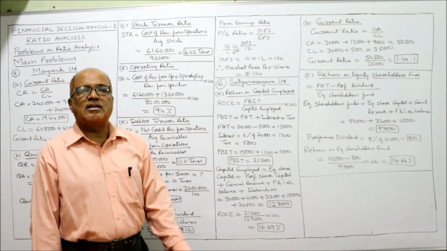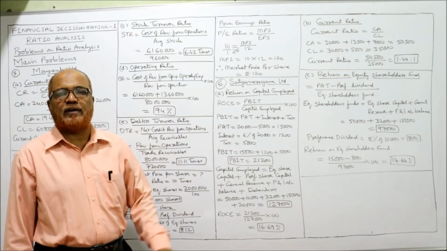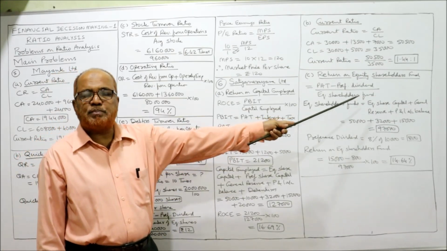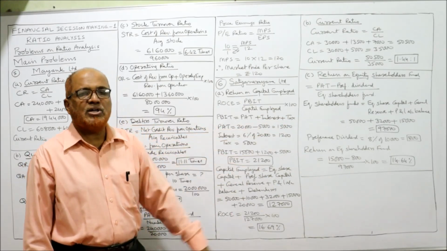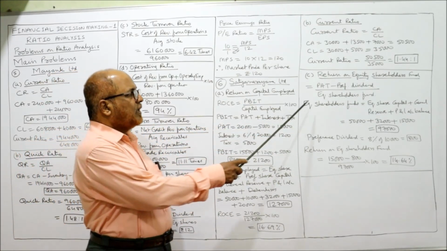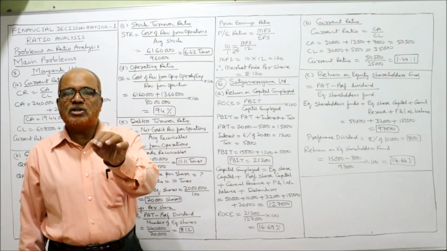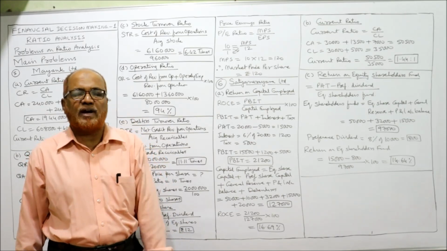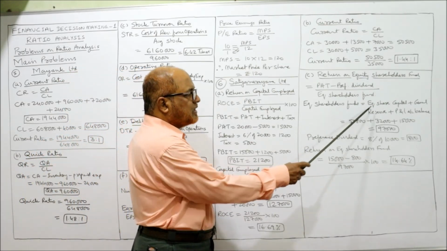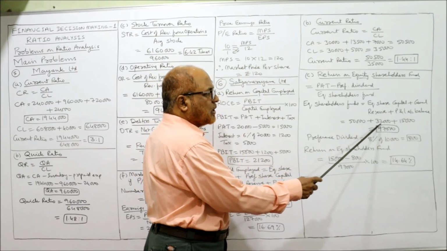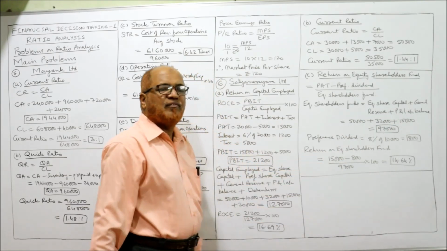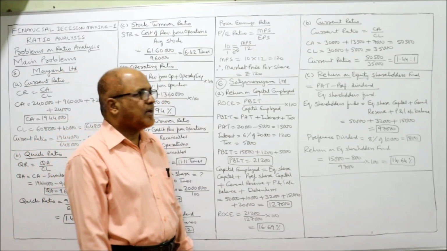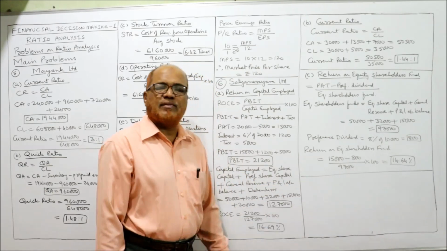The last ratio is return on equity shareholders' fund. So how to find out? The formula is PAT minus preference dividend divided by equity shareholders' fund. So first of all, equity shareholders' fund means equity share capital plus reserves plus P&L account. 3 items we are taking. Equity share capital is 50,000. General reserve is 32,000 and profit and loss account balance is 15,000, out of 20,000, 5,000 transferred to provision for taxation. So total equity shareholders' fund 97,000.